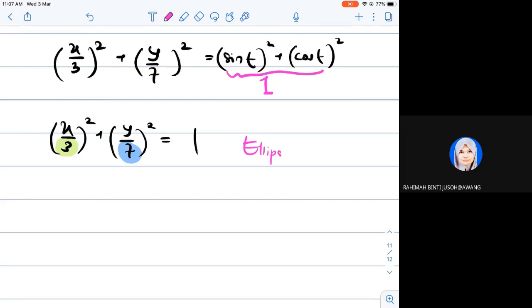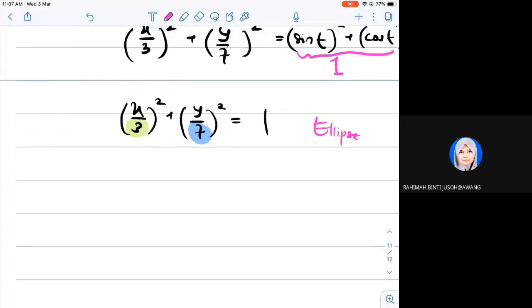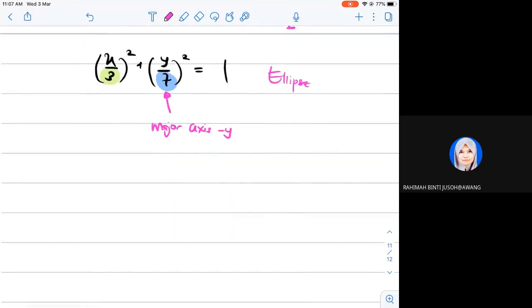So ellipse ni dia ada dua, membujur dia. The major axis, maksudnya dia bujur ke arah horizontally bigger or vertically bigger. So right now, if we compare the values of 3 and 7, which one is the major axis? Y. Okay, very good. So y is the major axis. Therefore, you dah tahu dah.